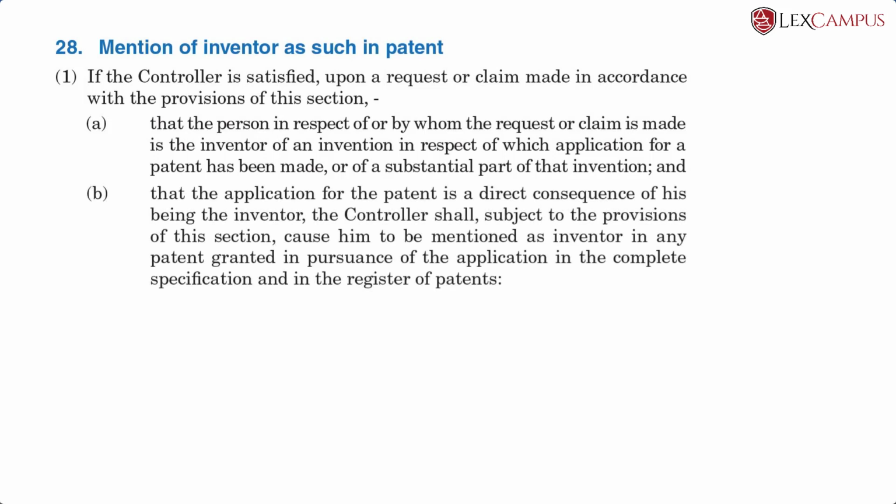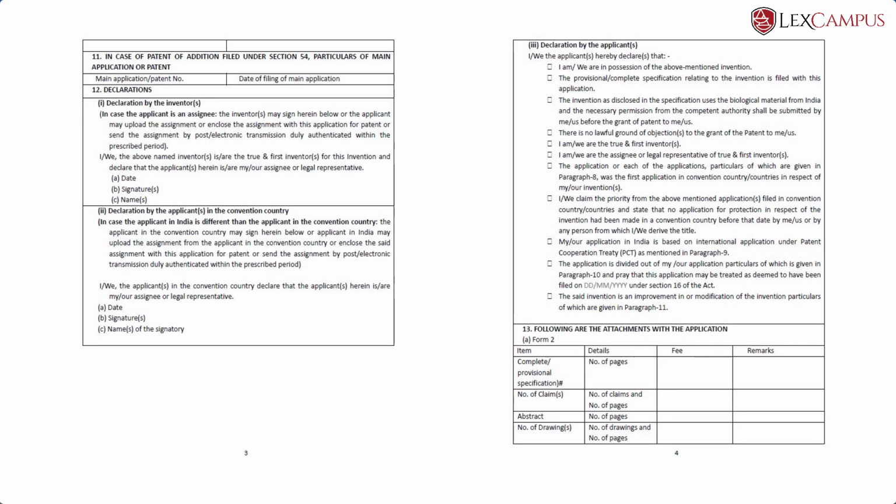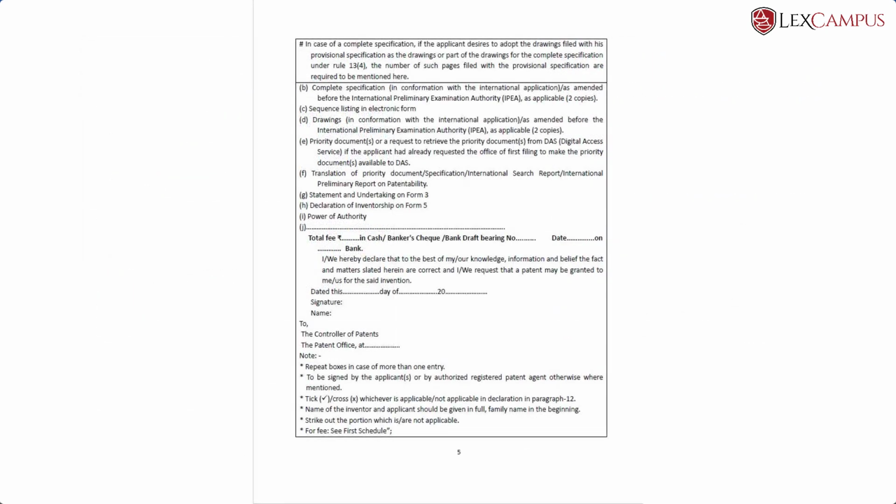And B. That the application for the patent is a direct consequence of his being the inventor, and the application that was filed because he invented the invention. The controller shall, subject to the provisions of this section, cause him to be mentioned as inventor in any patent granted in pursuance of the application, in the complete specification and in the register of patents. So, if a person is an inventor and his name is not mentioned in the column of an inventor in form 1, you have to mention who the inventor is. If there are multiple inventors, all the inventors' names have to be mentioned.